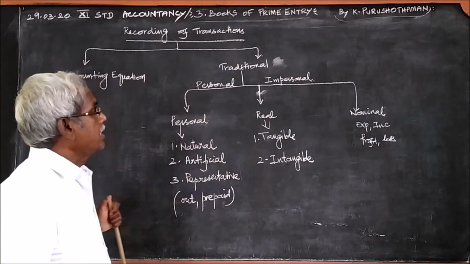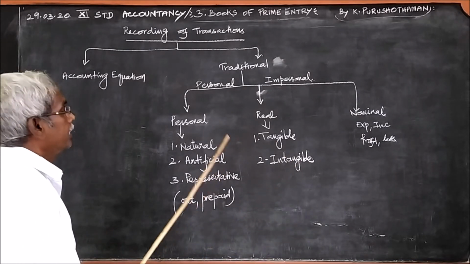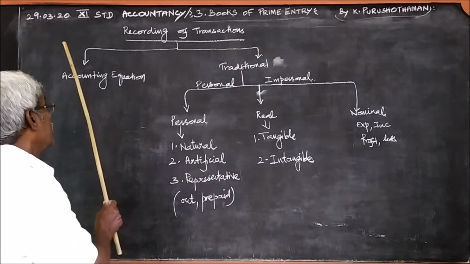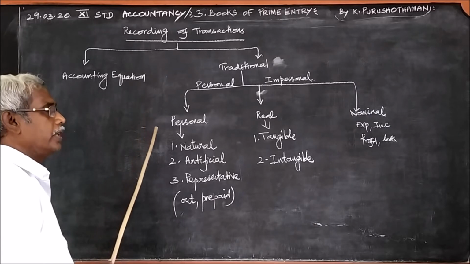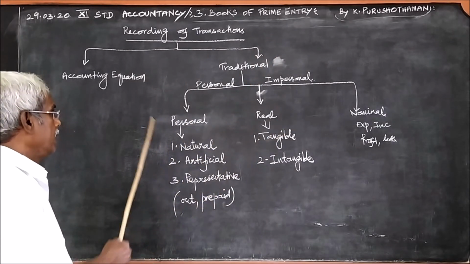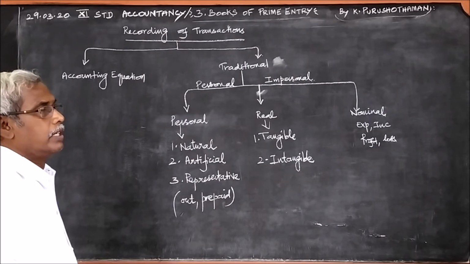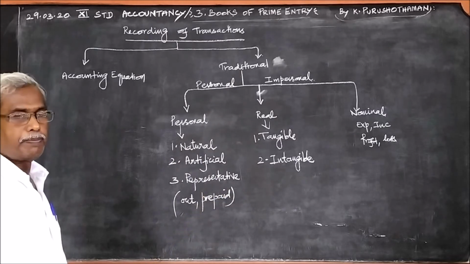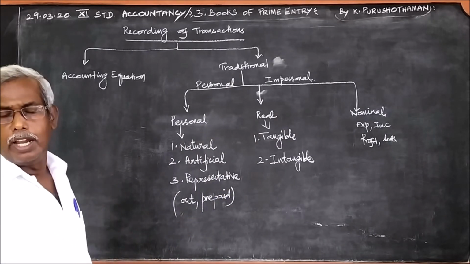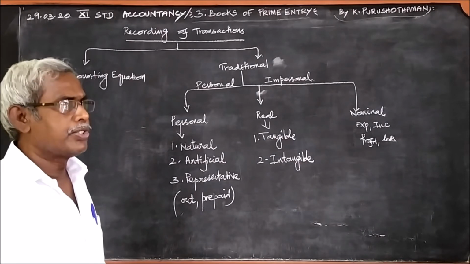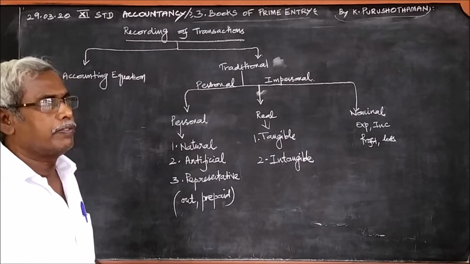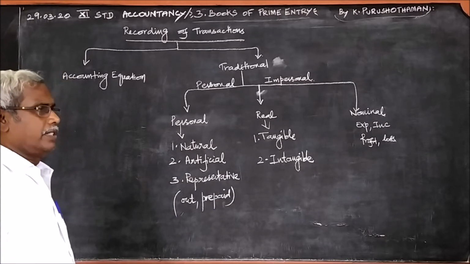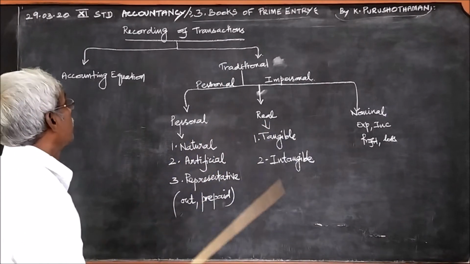Normally the accounts are classified. I said the transactions can be recorded in two types. One is the accounting equation method, that is the accounting equation approach. We have already seen it with the 7 problems. From 8 to 12, we are going to see the traditional approach. Under this traditional approach, we should classify the accounts first, then we shall pass on to journal, ledger, trial balance, etc. All these things come under the traditional approach.